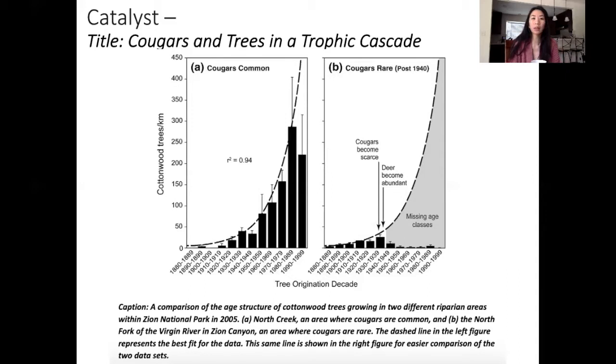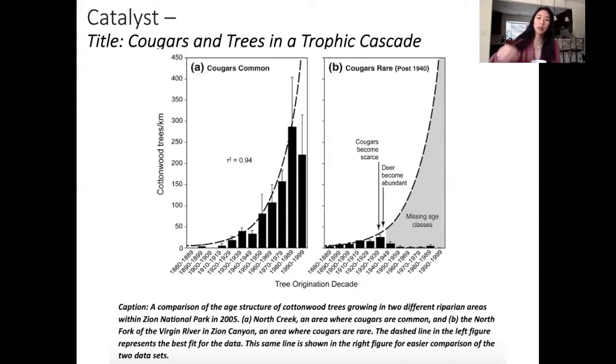So the catalyst was based off of this experiment where the title of the graph was Cougars and Trees in a Trophic Cascade. So what I wanted you to do is be able to look at the graph, look at the data, and come to some conclusions. So what was the experiment about, and what could the scientists conclude based off the data?